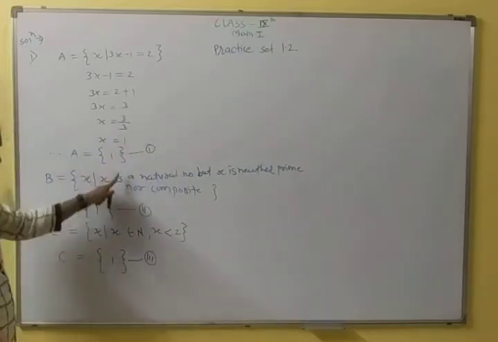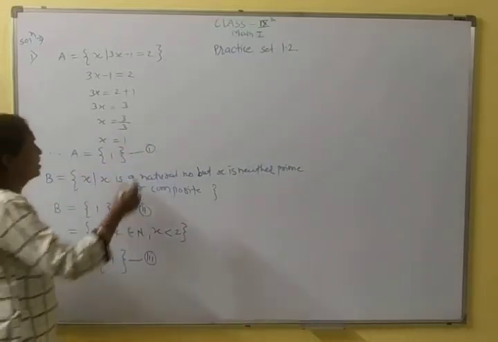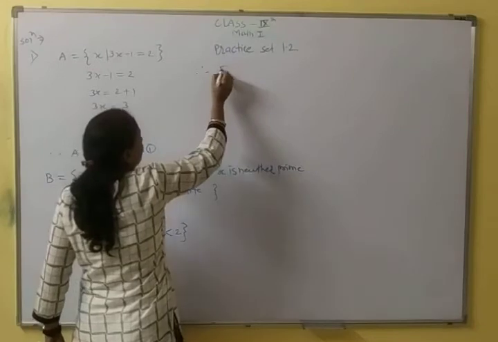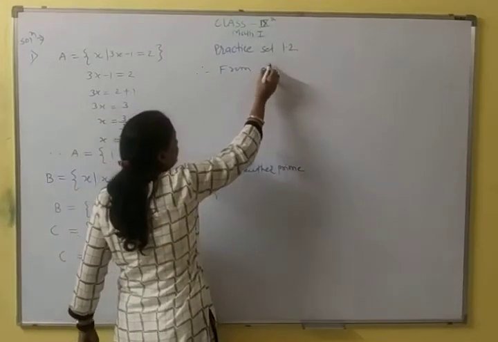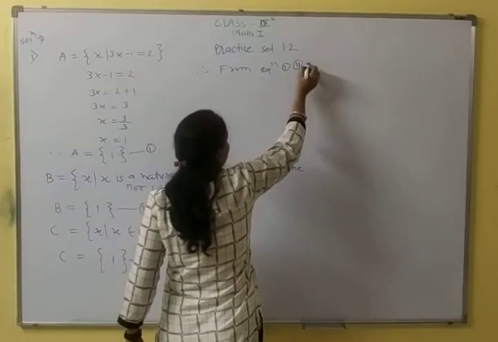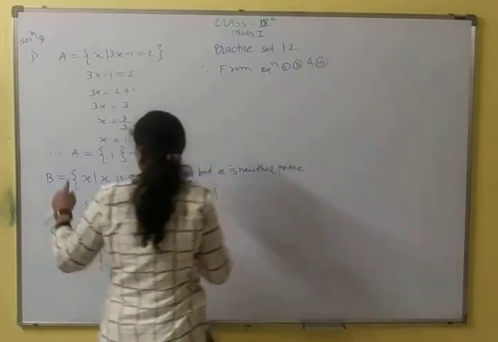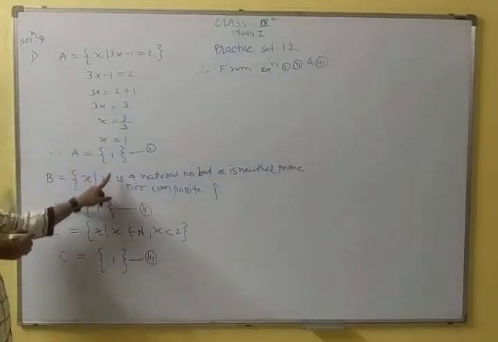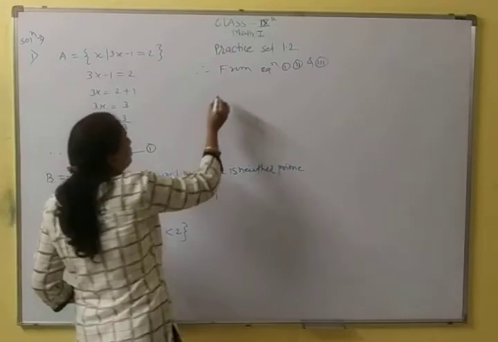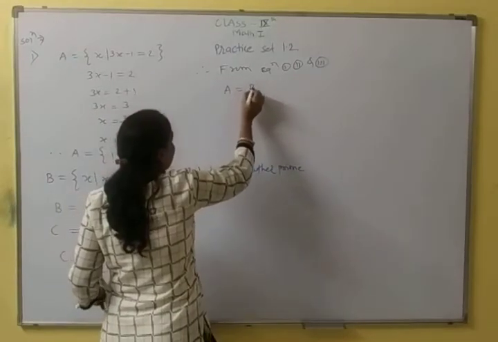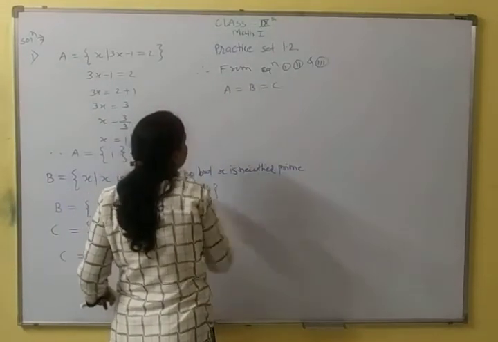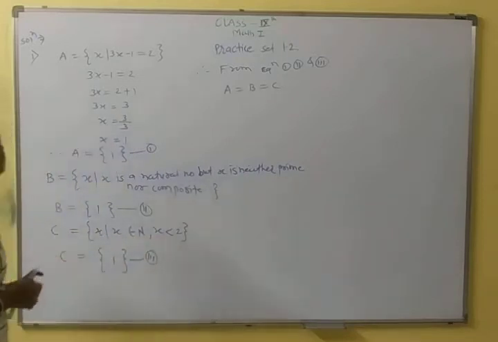So from equation 1 to 3, A equal to 1, B equal to 1, C equal to 1. Therefore, from equations 1, 2 and 3, all sets are equal. A, B and C are equal, therefore A equal to B equal to C. This is equal sets. This is problem number 1.